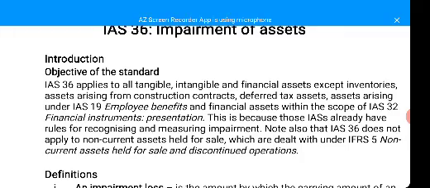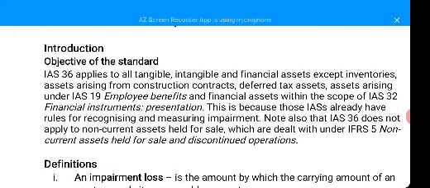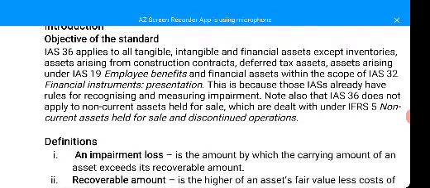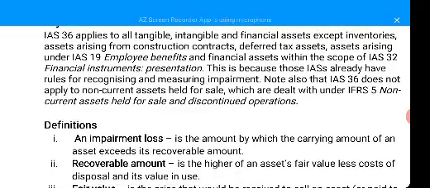Now, let's look at the introduction to this standard. The objective of the standard: IAS 36 applies to all tangible, intangible, and financial assets. So that means this standard talks about tangible, intangible, and financial assets, except inventories arising from construction contracts, deferred tax assets, assets arising under IAS 19 employee benefits, and financial assets within the scope of IAS 32 financial instruments. This is because those IASs already have rules for recognizing and measuring impairment.